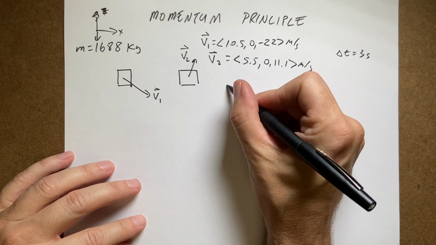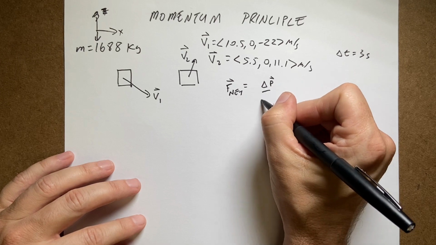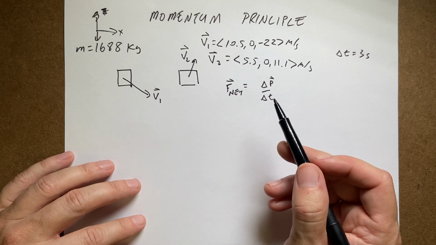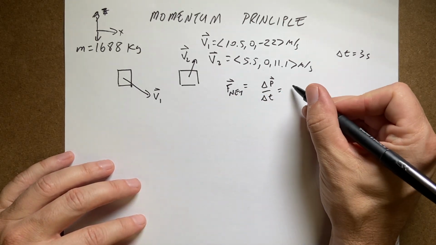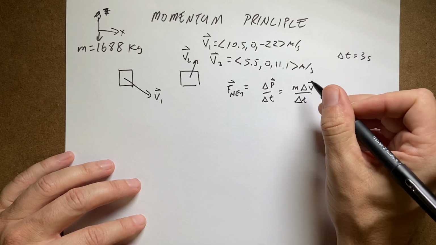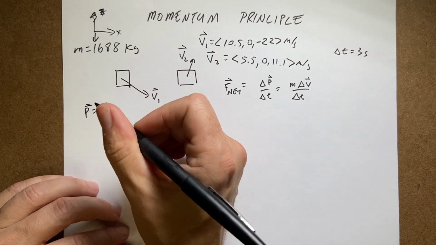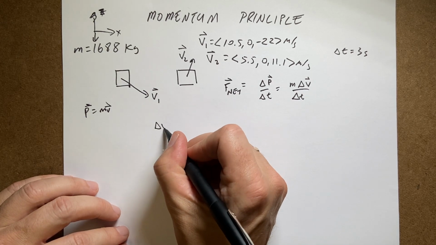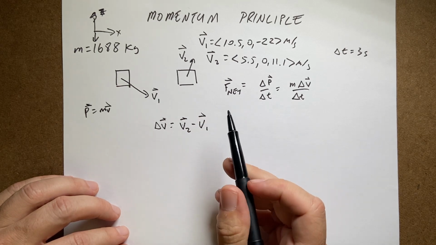So we're going to start with the momentum principle. F net is delta P over delta T. So if I can find the change in momentum and divide by the change in time, that will be the net force. The mass doesn't change, so I can write this as mass times delta V over delta T, because momentum is mass times velocity, but the mass is constant, so I factor that out. So let's find delta V. Delta V is V2 minus V1. It's always final minus initial.